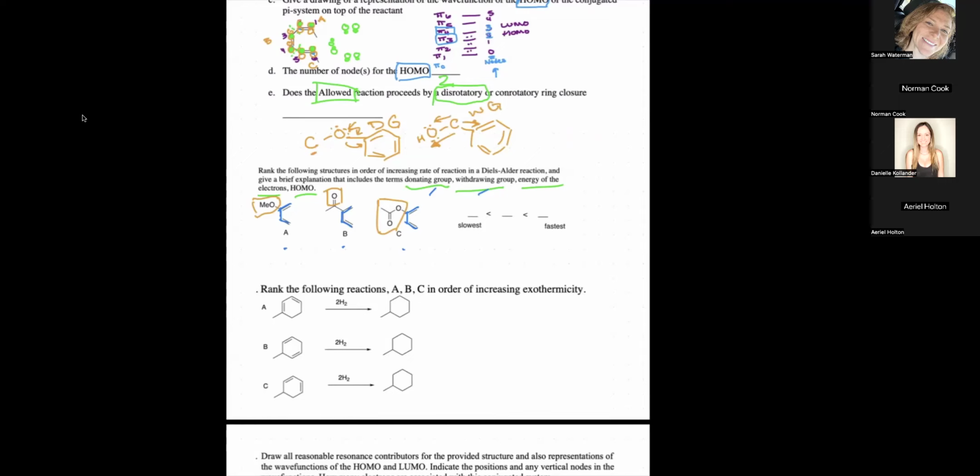But knowing what we know now, remembering what we knew before, right? Is A a withdrawing group or is it a donating group? A donating group. Donating group. Yeah. Is B a withdrawing group or a donating group? A donating group as well.